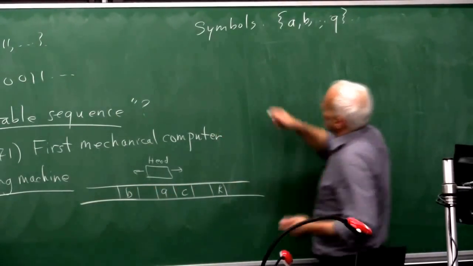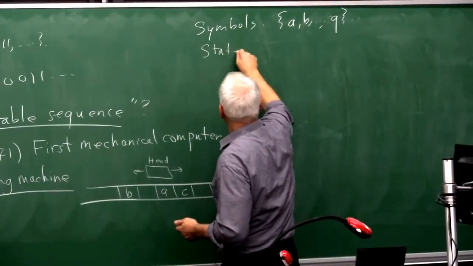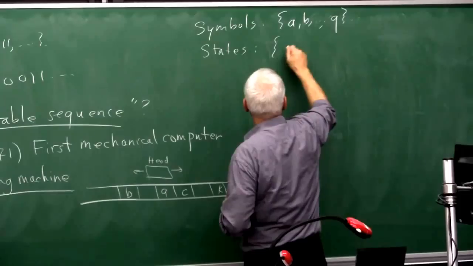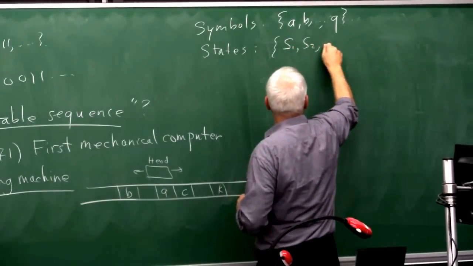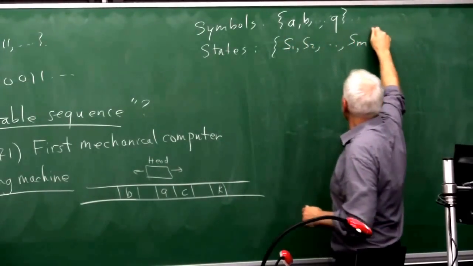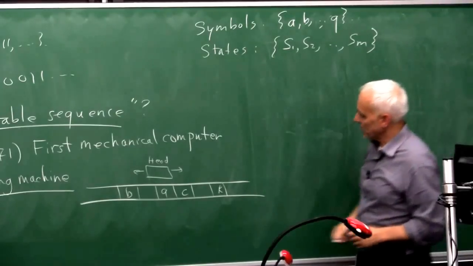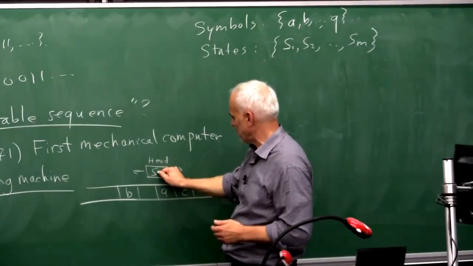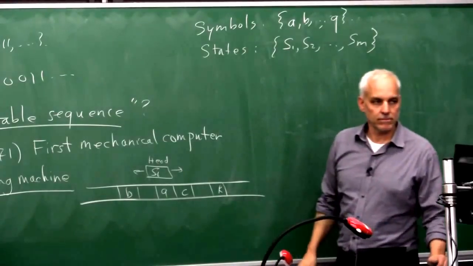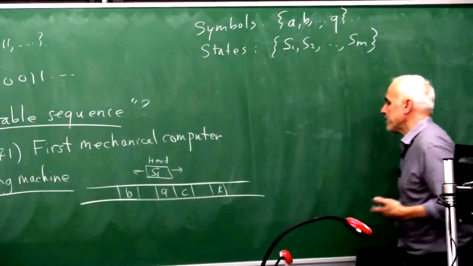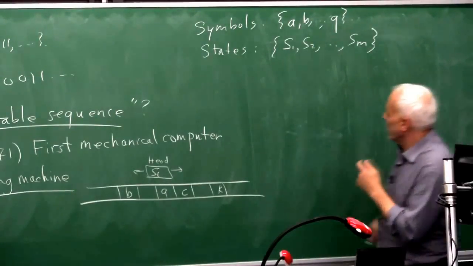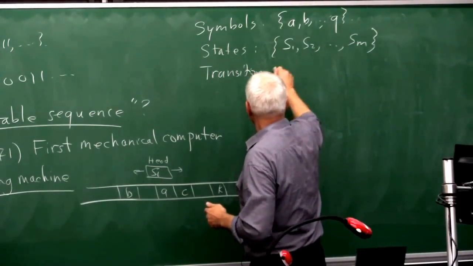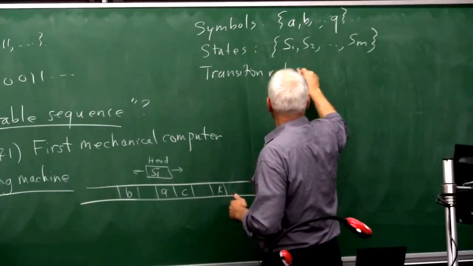And there's also states. So the states may be S1, S2, up to SM. So there's a finite number of states. At any given time, the head is in a certain state, SI. And then in addition to that, we have transition rules, or a transition function.